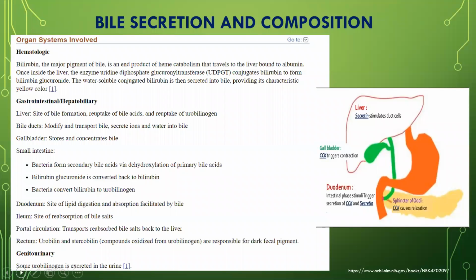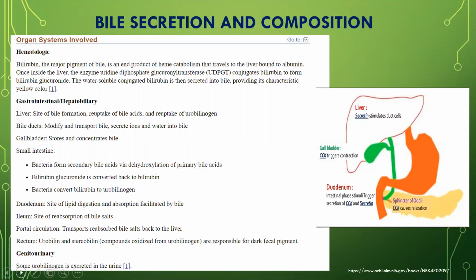The hematologic system is also involved in the process of bile secretion and composition. Bilirubin, the major pigment of the bile, is the end product of heme metabolism and travels to the liver bound to albumin. Once inside the liver, the enzyme uridine diphosphate glucuronyltransferase conjugates bilirubin to form bilirubin glucuronide. Water-soluble conjugated bilirubin is then secreted into bile, providing its characteristic yellow color.